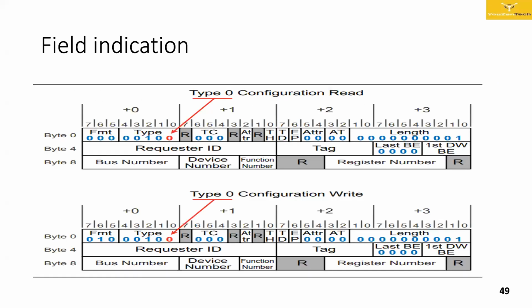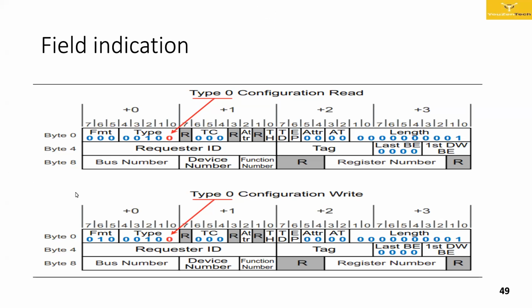Now, software is sending configuration read and configuration write. So how do these devices, I mean functions, which can be endpoints or bridges, identify which type of transaction it is, whether it is a type 0 configuration read or write, or a type 1 configuration read or write?